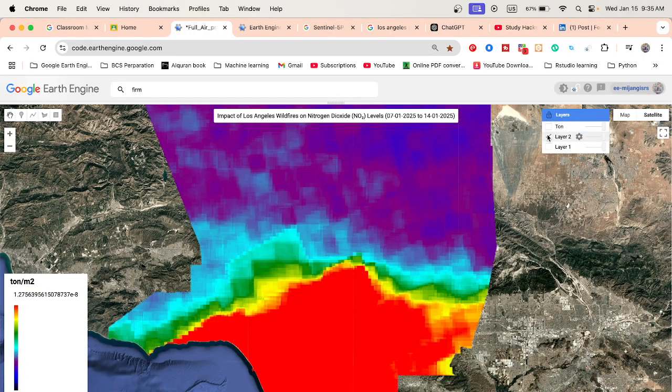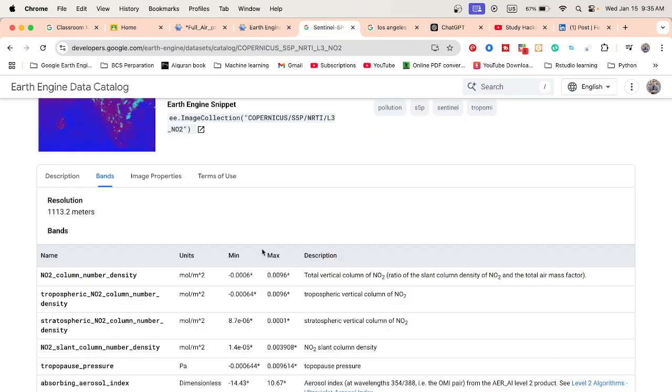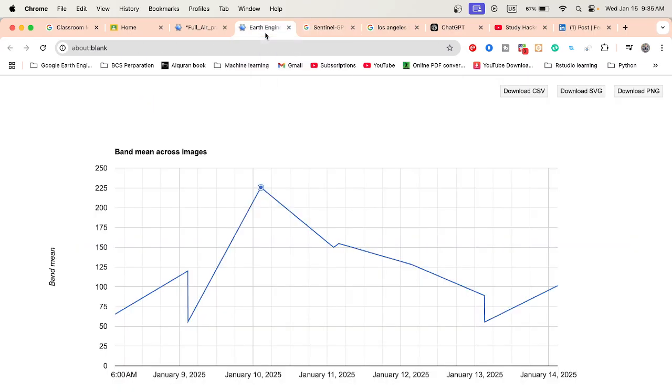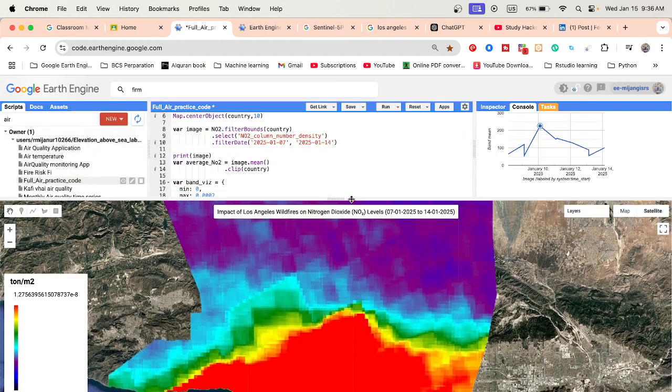And this other map represents the mole unit. Okay, so basically this data we mainly find in the mole unit, and further we can easily convert it into micromole. Okay, and then we can easily identify what's the impact on the nitrogen dioxide level due to the Los Angeles fire. Okay, so this is the process.